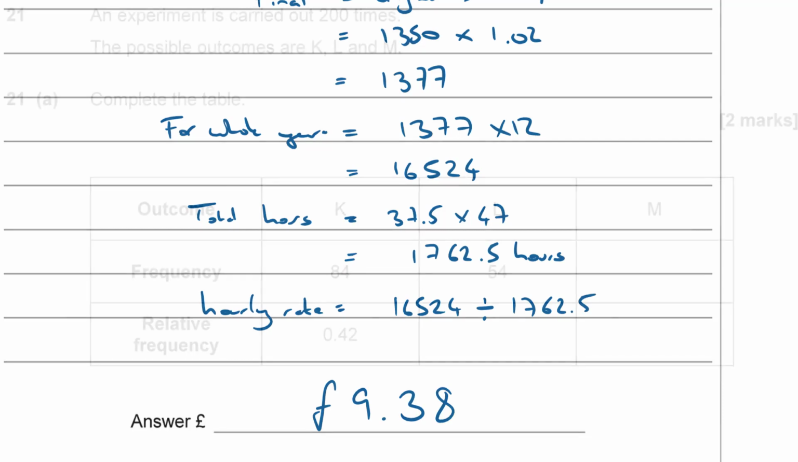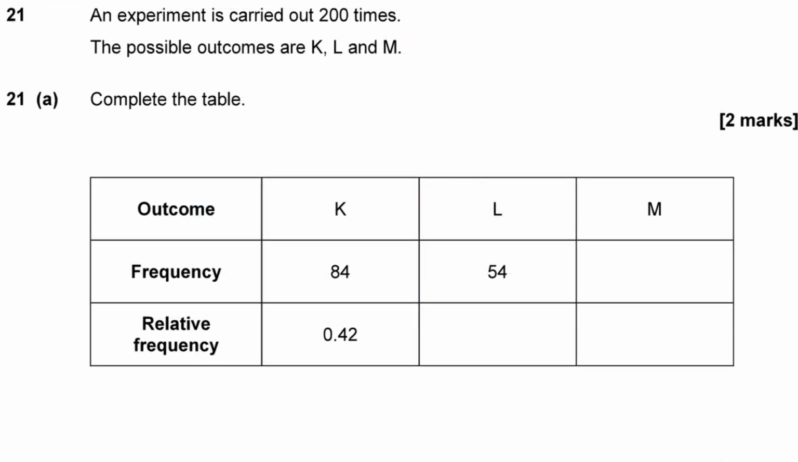£9.38. Question 21. An experiment is carried out 200 times. The possible outcomes are K, L, and M. Complete the table. Okay. So we've got our partially completed table here. So the number of frequencies should add up to 200 because there were 200 trials. So taking away 84 and 54 from 200, what's that? 200 subtract 84 subtract 54 gives me 62. So M should have occurred 62 times.